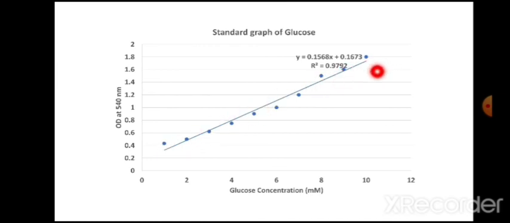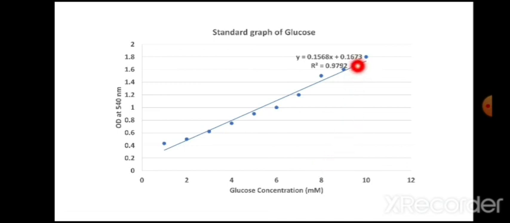So this graph is generated in Excel, so you can see that R square value indicates the accuracy of the data. So it is 0.979, that means it is approximately 98%. The linearity is 98%, so it is a good quality data. And this is the equation, that is y is equal to mx plus c. This you can use to convert optical density readings into glucose concentration.